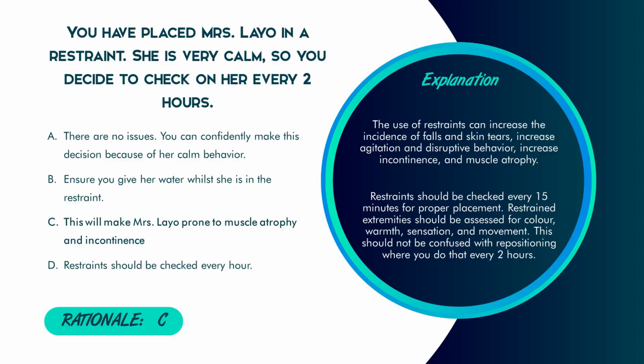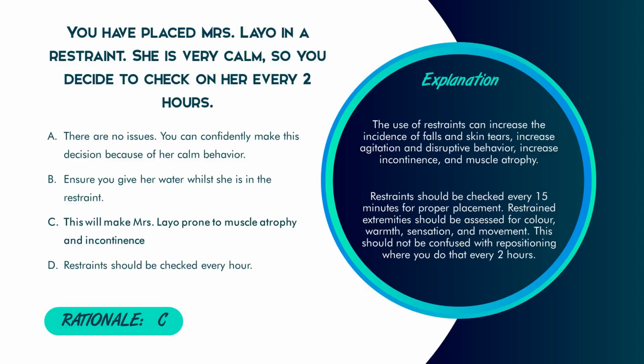So A is definitely not correct. You do not have any right. It is not within your scope to decide how and when you want to do something. B, give her water. Water is important, but that is definitely not the most right answer. C, this will make Miss Leo prone to atrophy and incontinence. Correct. So, if you use restraints, it can increase the risk of falls, like we said, skin tears, agitation, disruptive behavior, incontinence, and muscle atrophy.